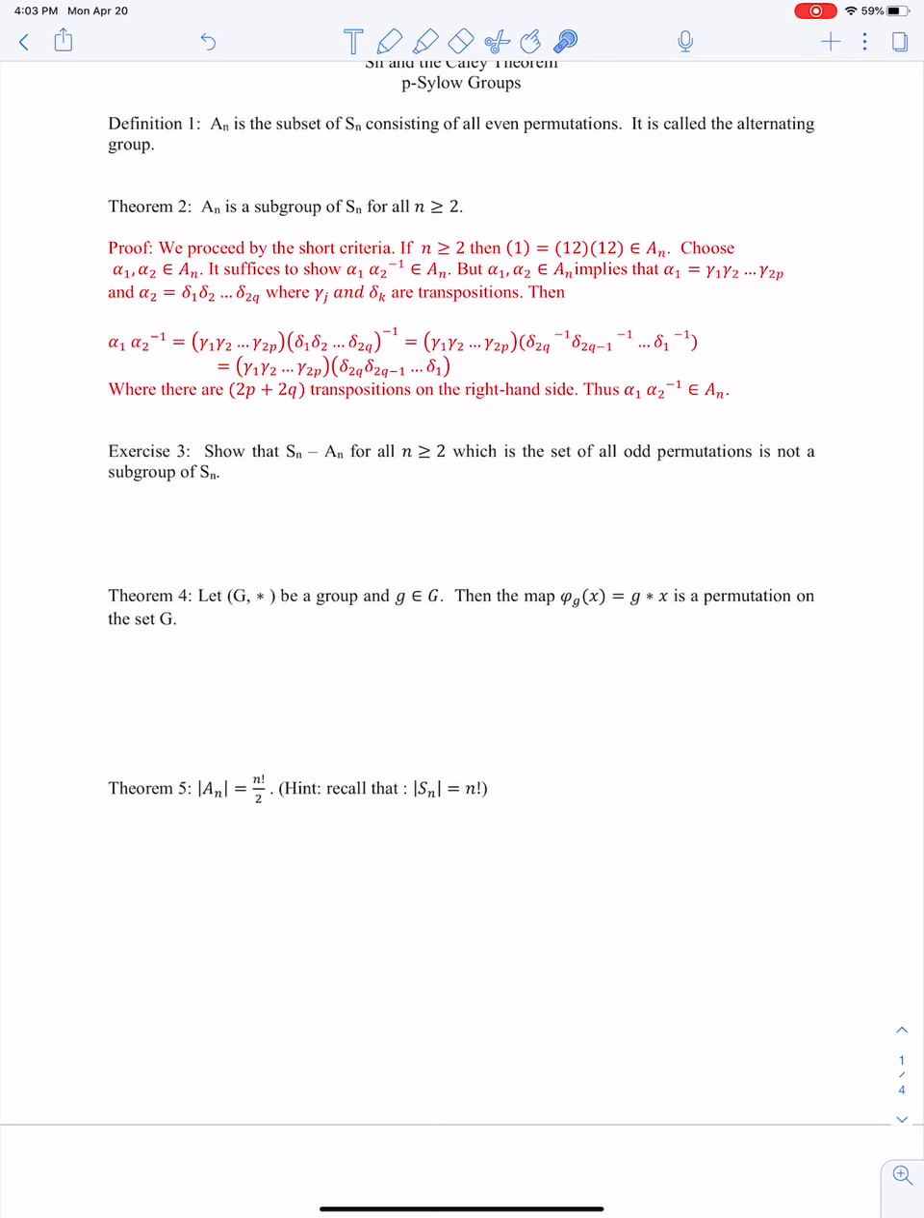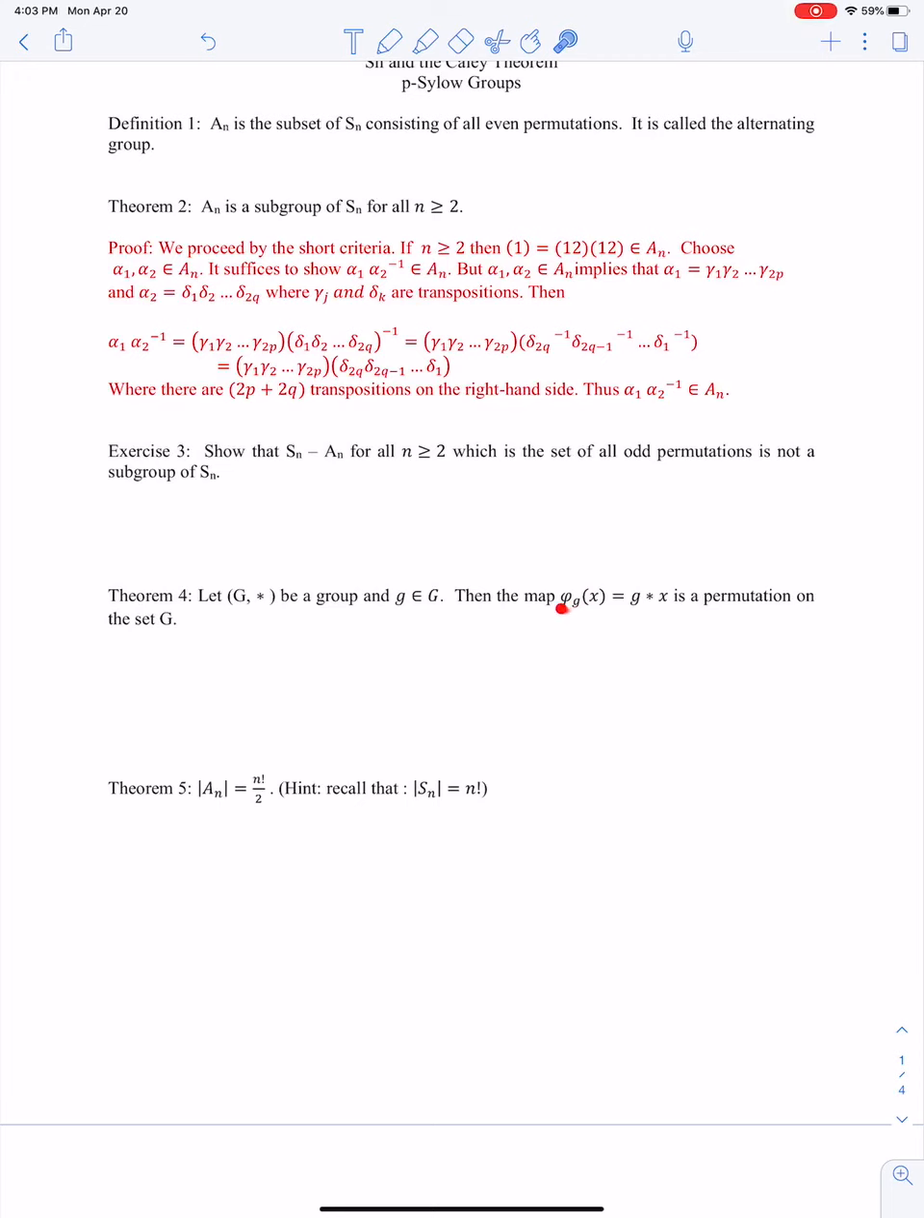Now, the next few things I'm going to leave up to you for homework. Show that Sn minus An, that is the set of all odd permutations, is not a subgroup. Tell me something it violates. Theorem 4, I believe I proved in class. I'm going to leave that as an exercise for you to repeat.